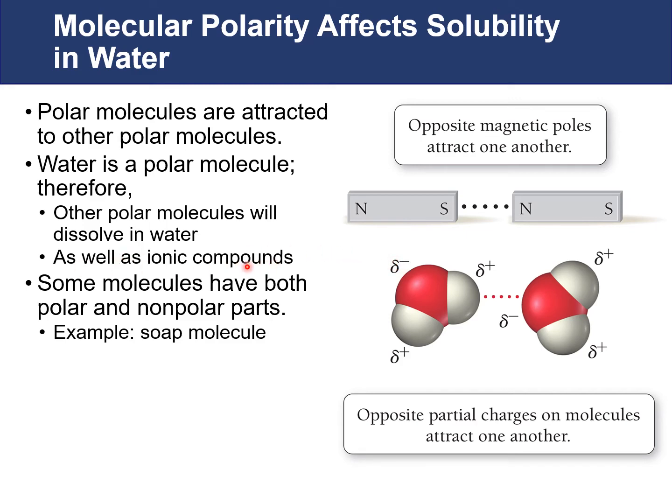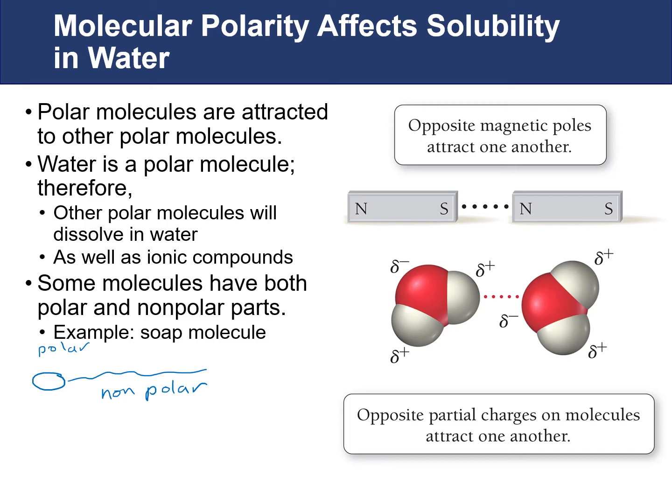We also can have molecules that have both components in them. Some molecules will have both polar and nonpolar parts. An example would be a soap molecule. Soap molecules have both a polar end and a nonpolar end. We could think of the polar end as labeling it with a circle. So this would be our polar phosphate group. And then you would have a nonpolar group, which would be the lipid.